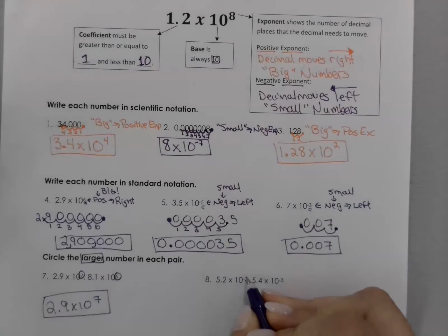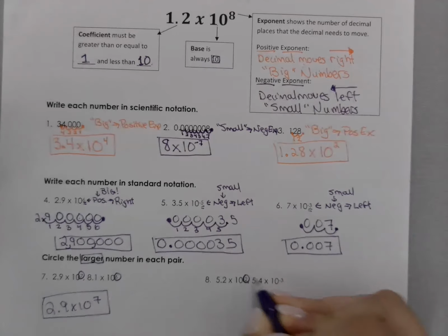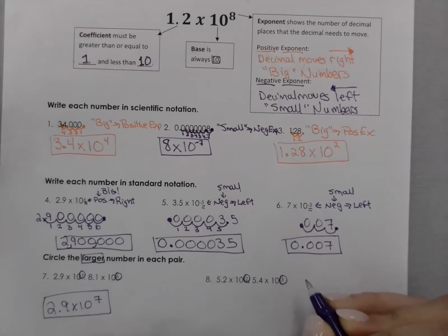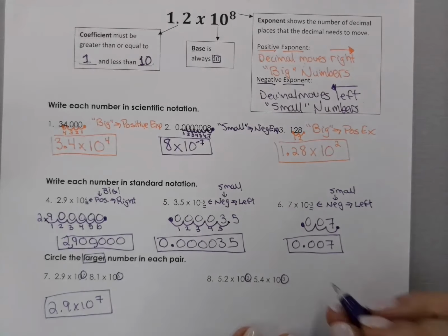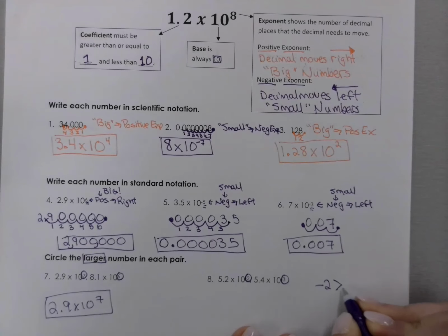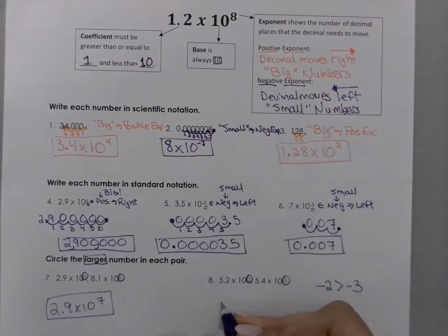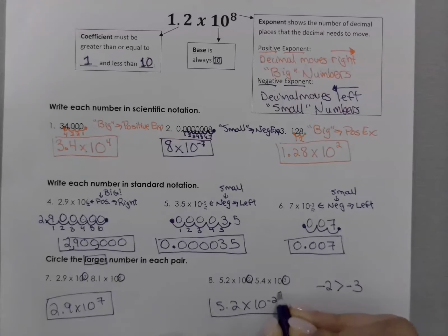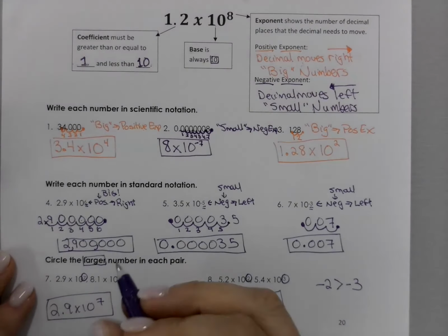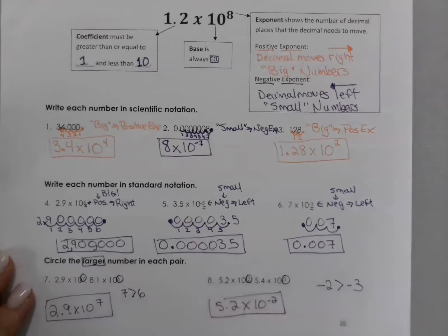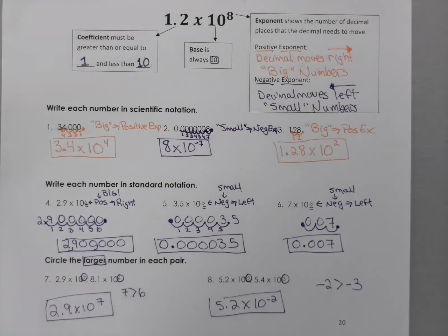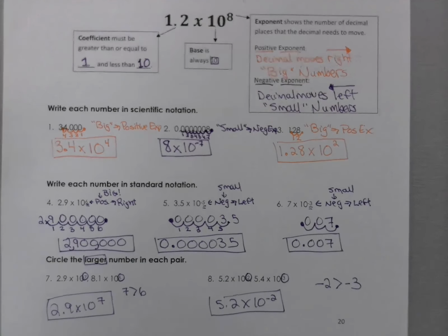Let's look here. I have the exponent of -2 and -3. Because -2 is greater than -3, 5.2 times 10 to the -2 is larger. And I'll just remind you, this is because 7 is greater than 6. That is how I can use scientific notation exponents to my advantage when comparing numbers.